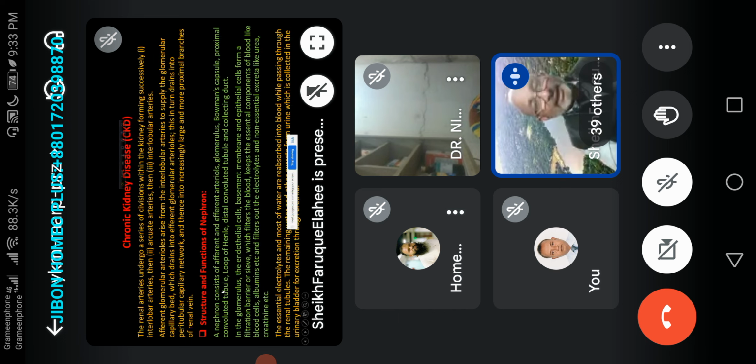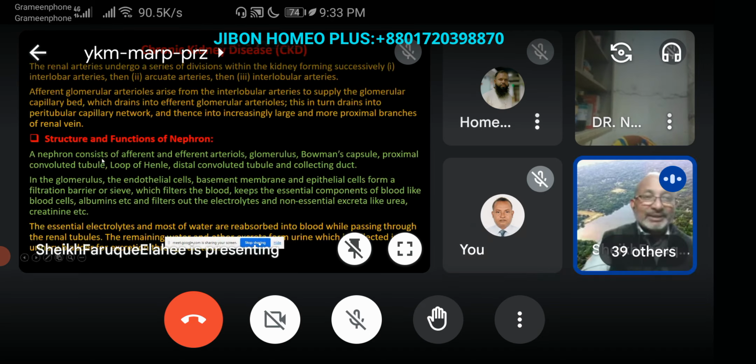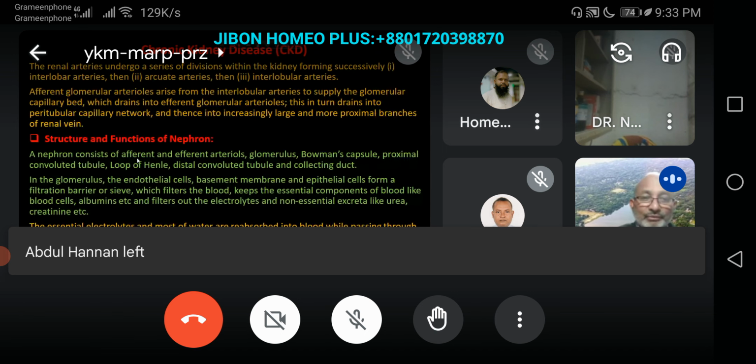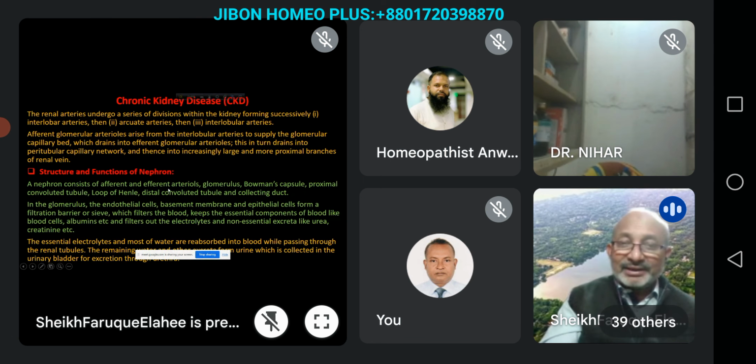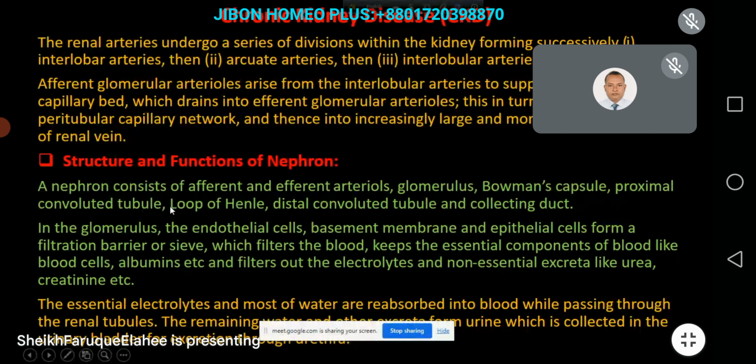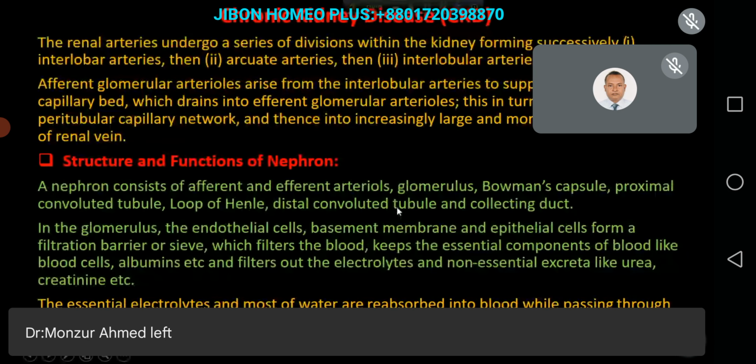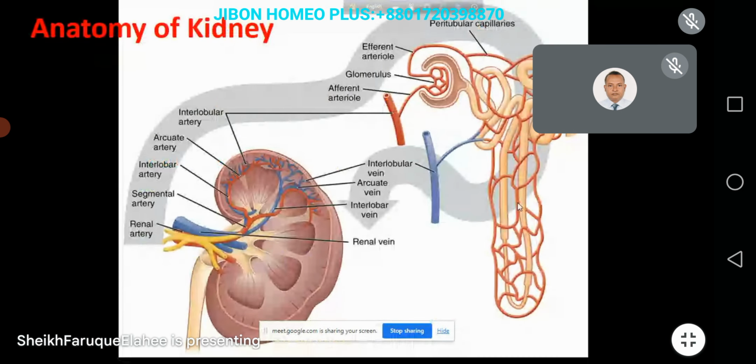Now, structure and functions of nephron, of course, I already told you, but still, let us repeat, you may understand better. A nephron consists of afferent and efferent arterioles, I showed you. A glomerulus, a Bowman's capsule, I told you. Proximal convoluted tubule, loop of Henle, and distal convoluted tubule, and collecting duct, as I showed you here.